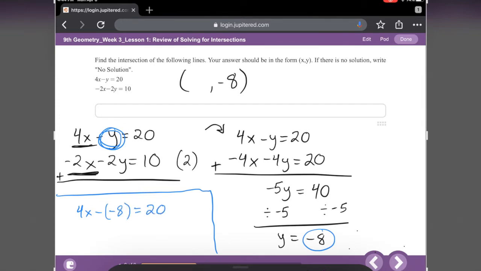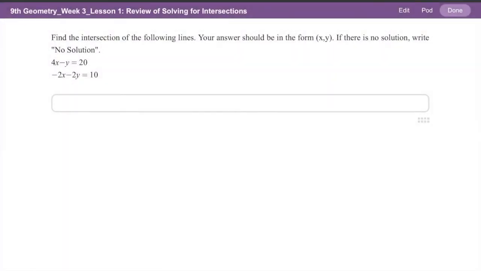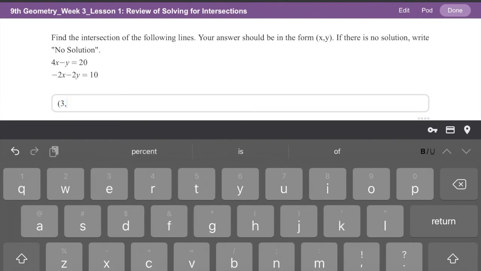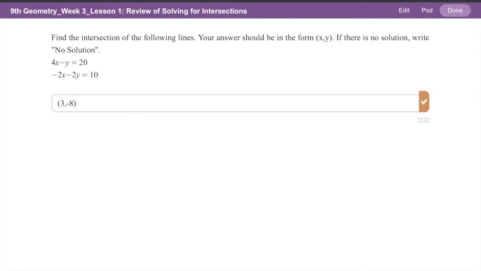Okay, minus negative 8 is 4x plus 8. So if I subtract 8 from both sides, I'll have 4x is equal to 12. And then if I divide both sides by 4, I get that x is going to be equal to 3, right? Okay, so that's my answer, 3 comma negative 8. Okay, looks good.